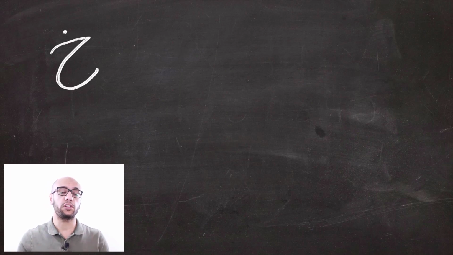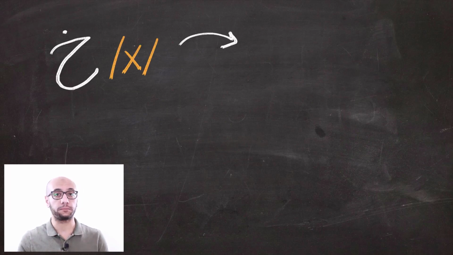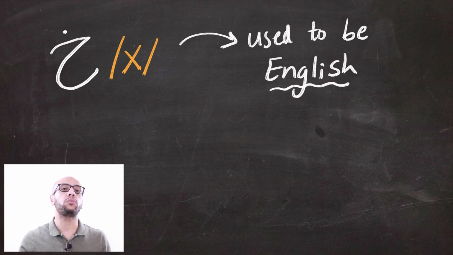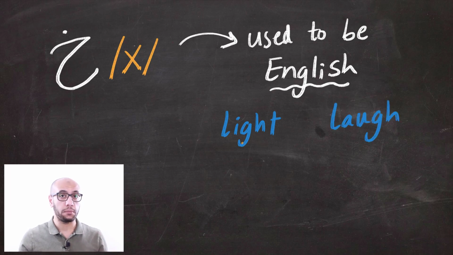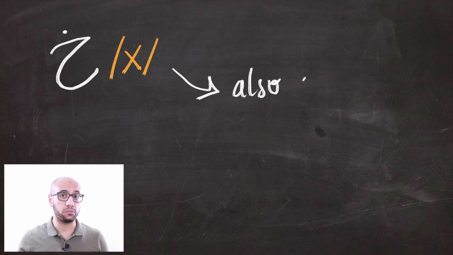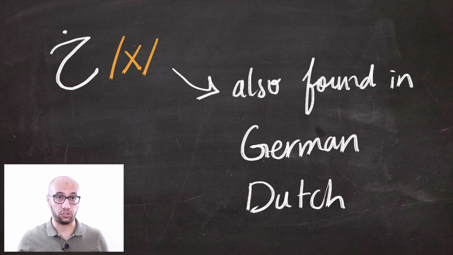We'll start with the easier one, and that is the kha sound. Kha used to be an English sound. It was found in words that contain the letter combination GH. But it slowly turned into an F, or it completely disappeared in some words. It still exists though in some Scottish and Irish dialects. It could be found in other Germanic languages like German and Dutch.